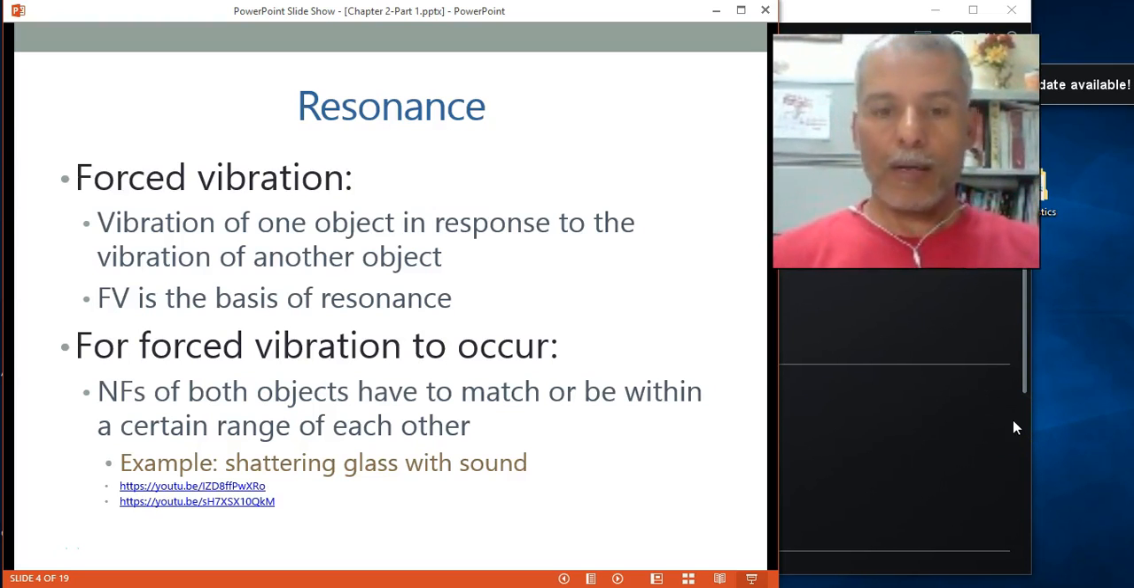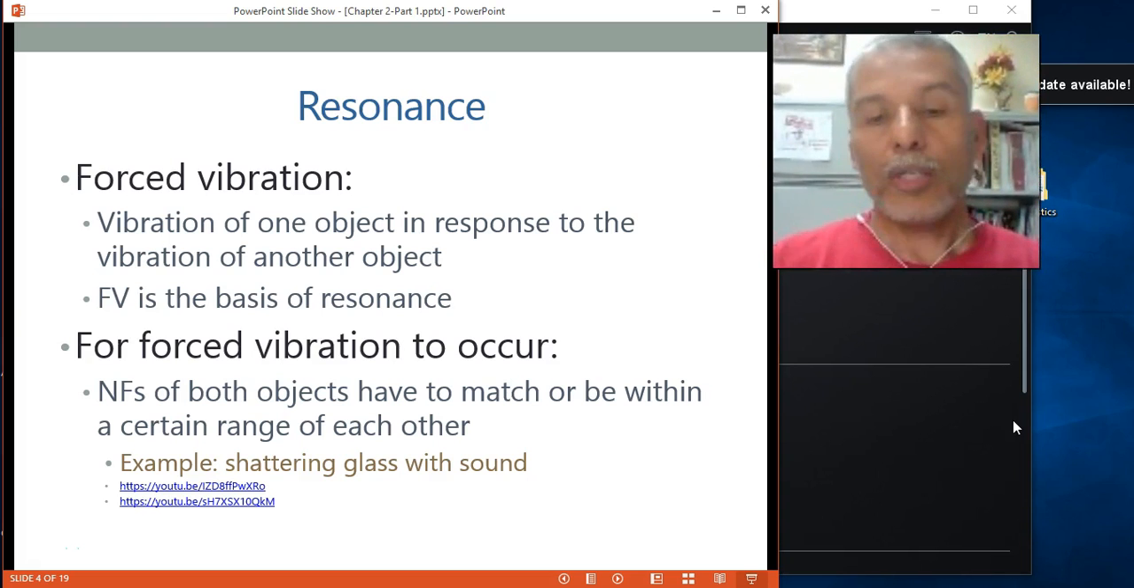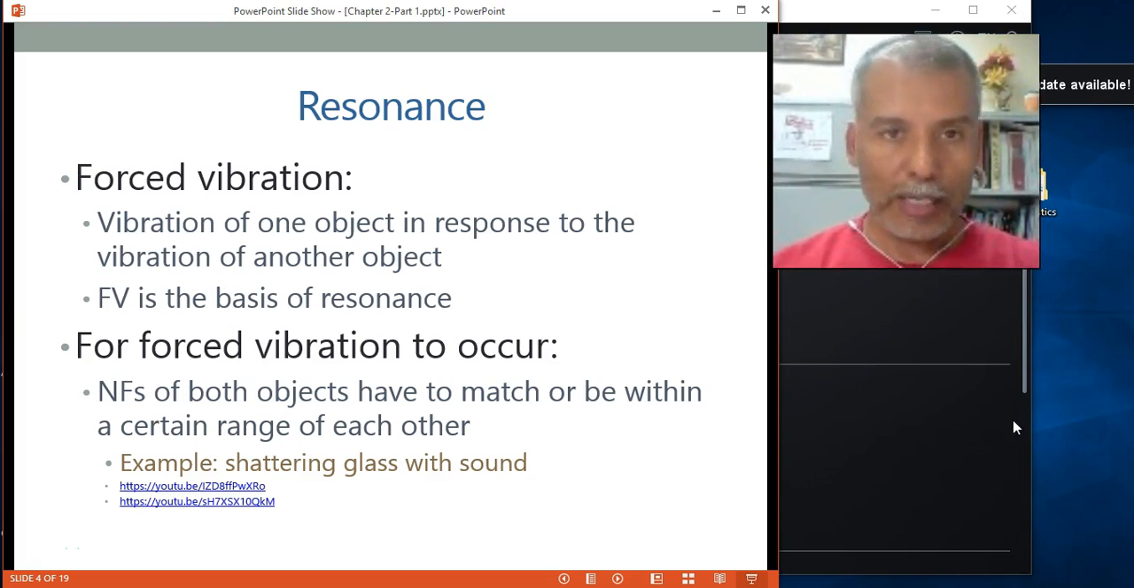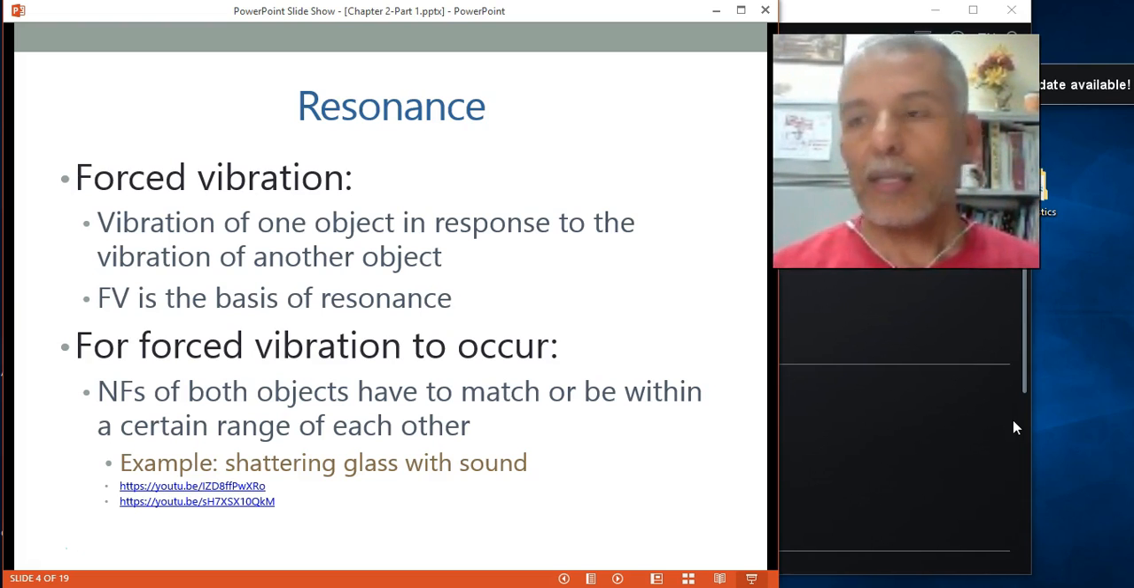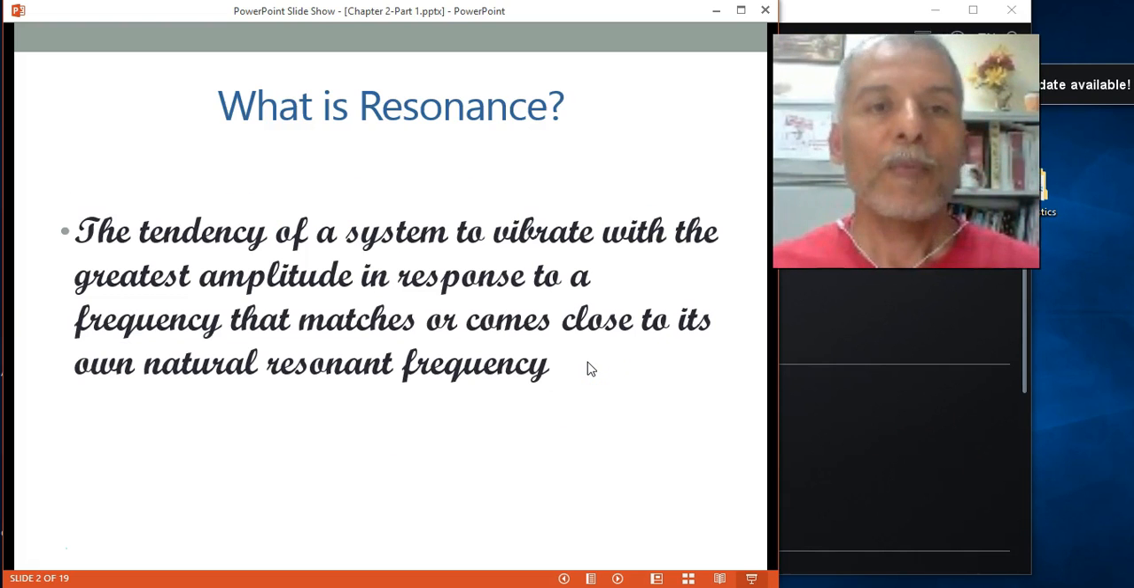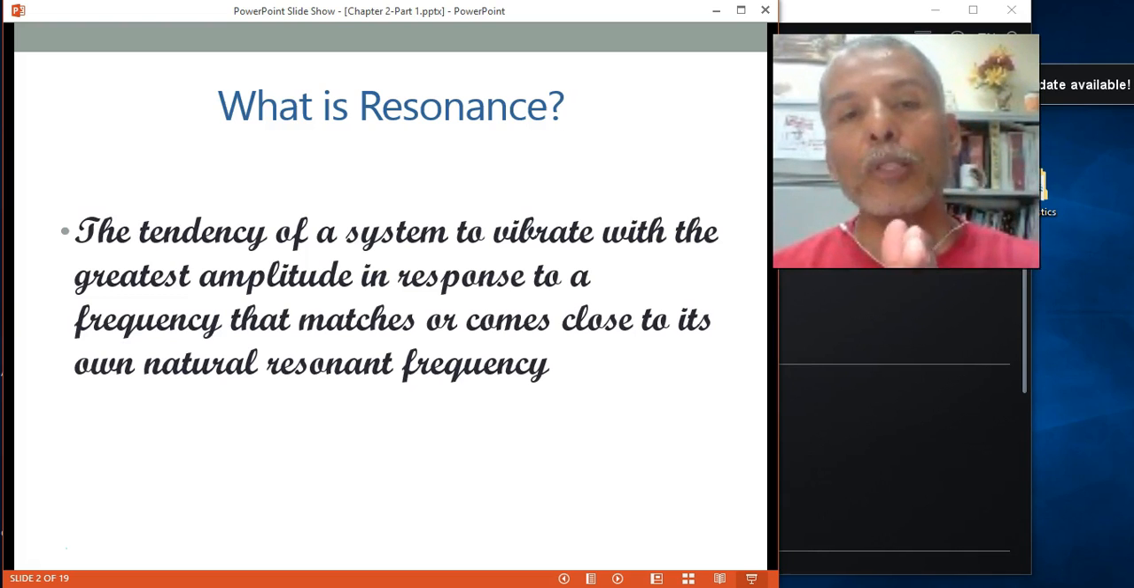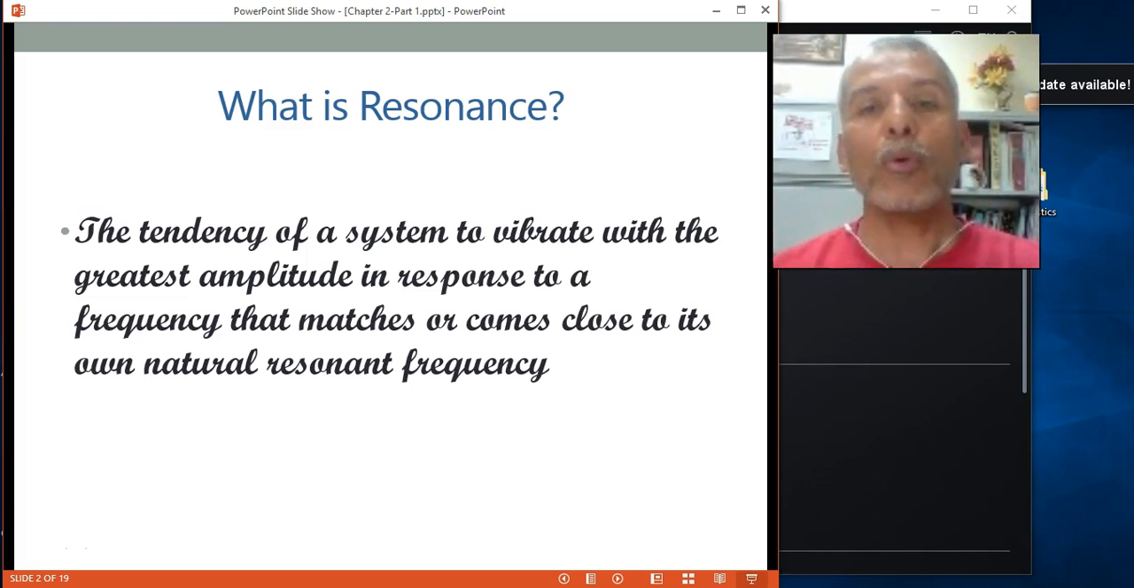Hello, this is the second section, the first part of the second chapter, and we are speaking about resonance. Resonance is defined as the tendency of a system to vibrate with the greatest amplitude in response to the frequency that matches or comes close to its own natural resonant frequency. This sounds so complex, but you'll understand it when I explain.